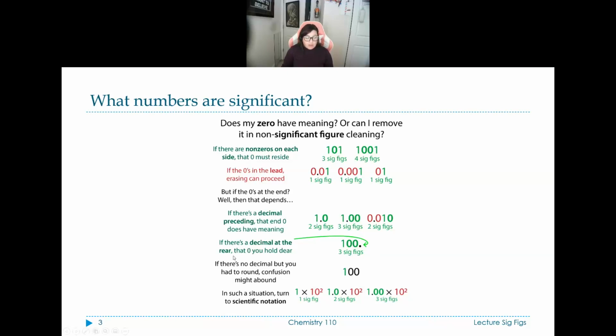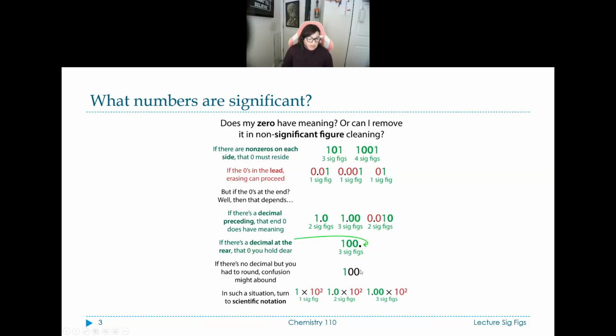If there's a decimal at the rear, that's 0 you hold dear. So in the case that we have 100 with a decimal place, all 3 of those numbers are significant. That decimal point indicates to us that we counted exactly 100. So it is precise. Okay, so that's what that decimal place there is. It is not an error. It is there for a reason.